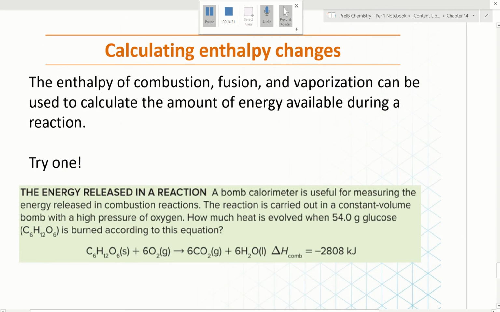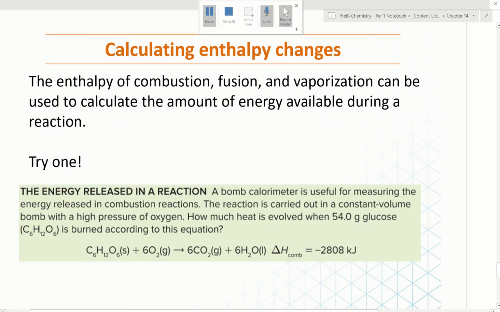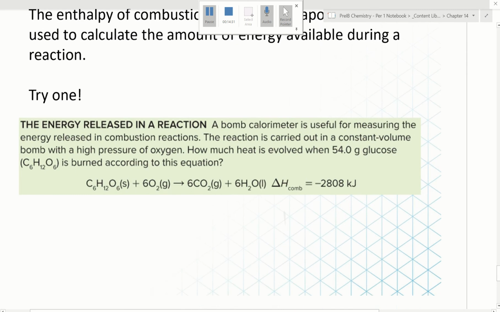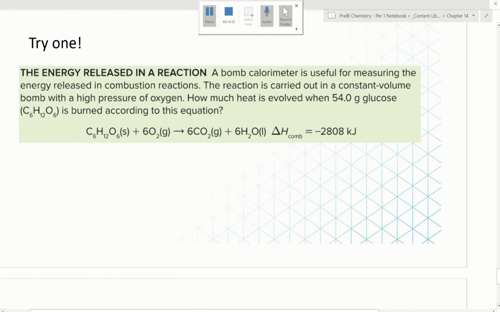All right. The enthalpy of combustion, fusion, and vaporization can be used to calculate the amount of energy available during a reaction. So here's one. We already did fusion and vaporization, so now let's look at the enthalpy of combustion here and see how it can be used in much the same way. So this says we have 54.0 grams of glucose, which is C6H12O6.